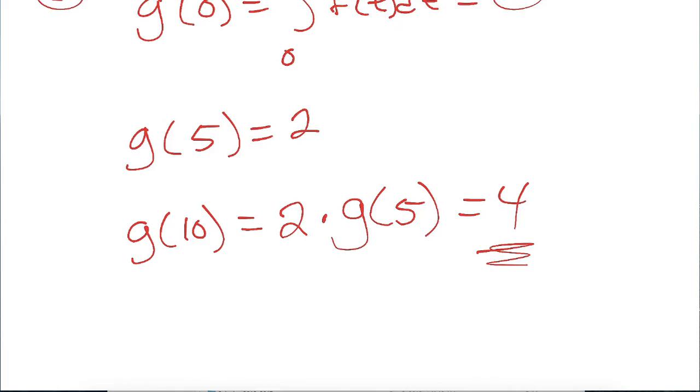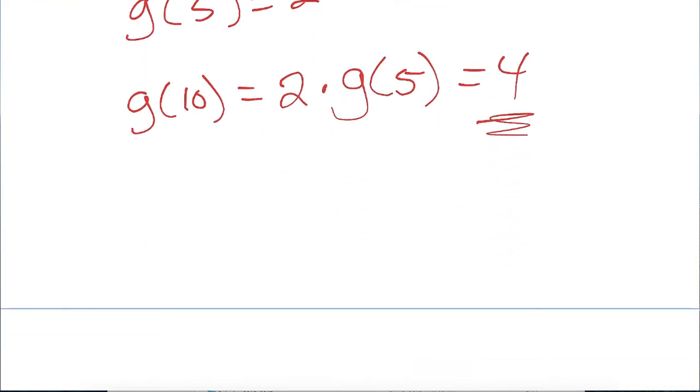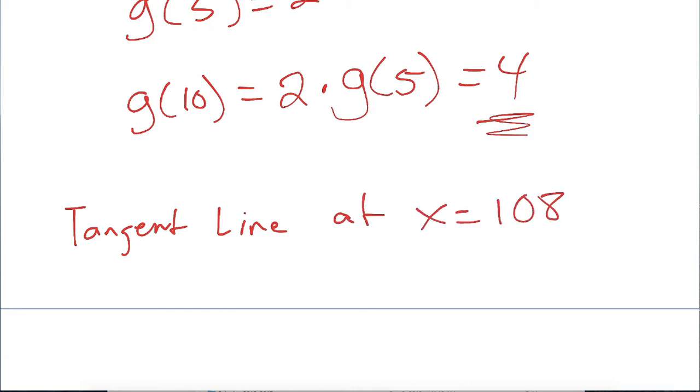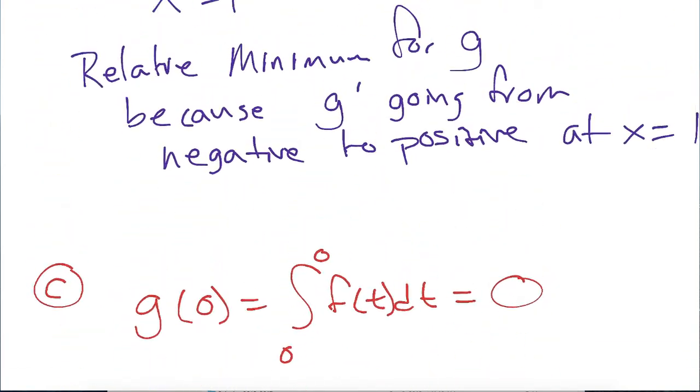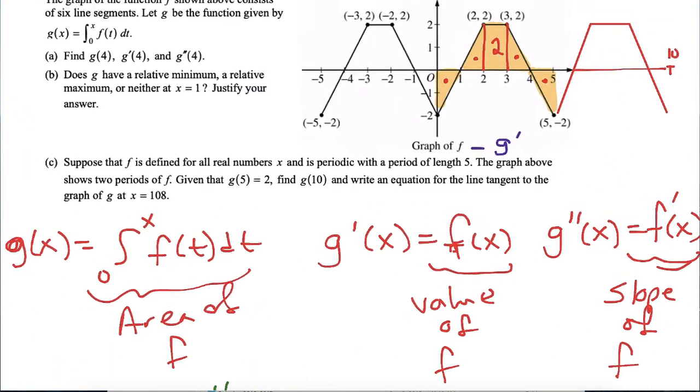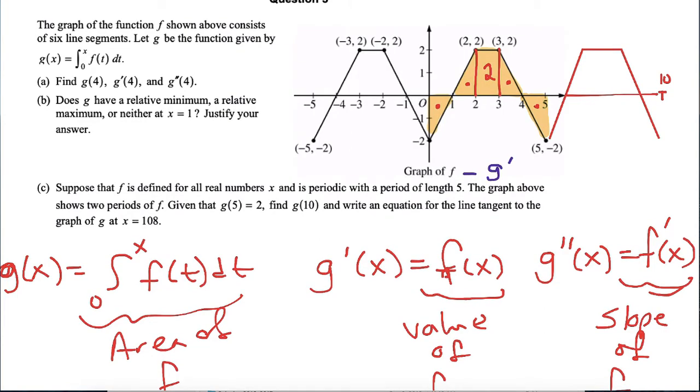Now the next question is, okay, well, what are we going to do for the second part, which is write the tangent line at x equals 108. What we have to do is visualize continuing this graph all the way out to 108 and think about, well, what are we going to get to? Well, notice that it goes up by 5s. Every 5 it repeats. So every 5 it's going to go over and over and over.